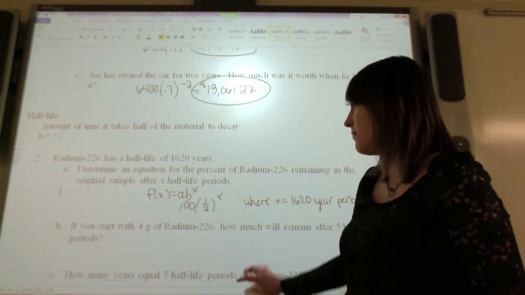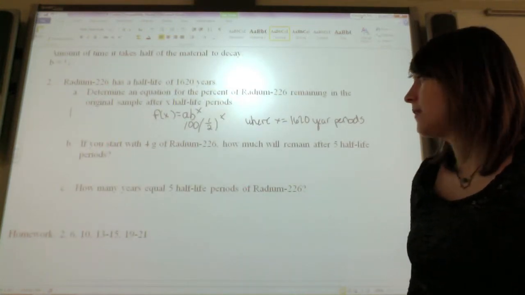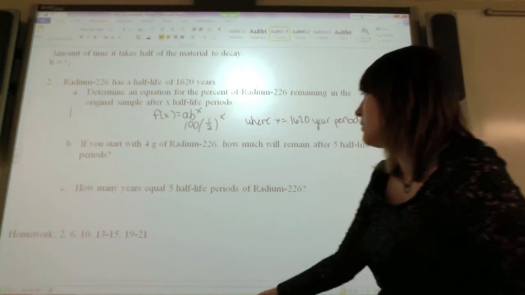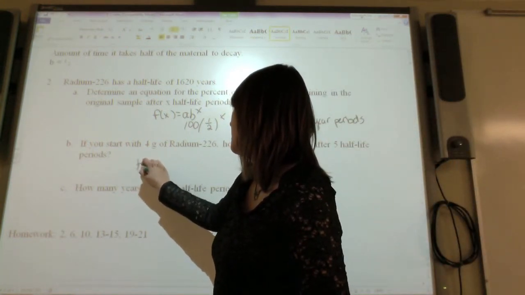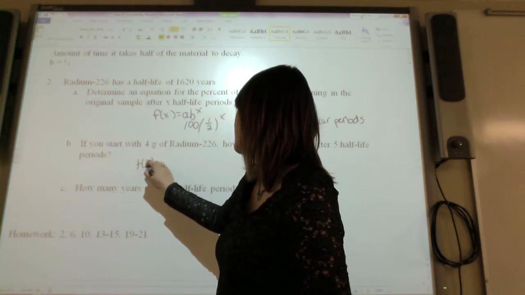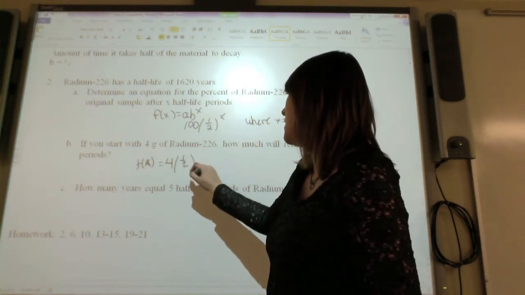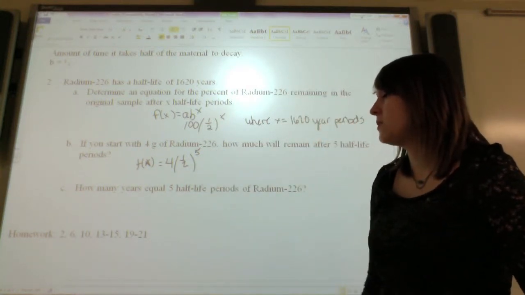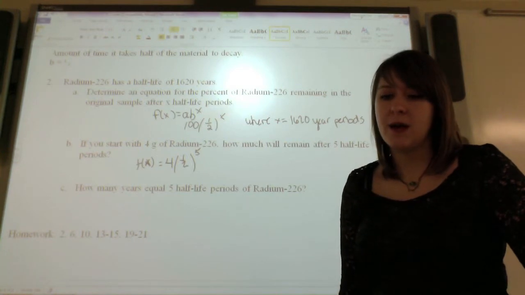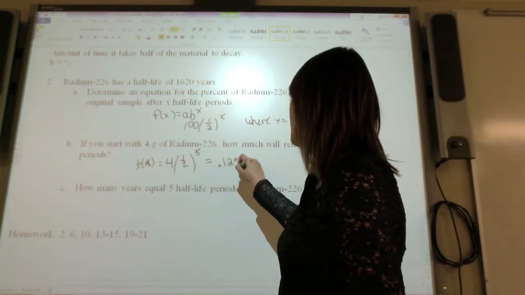Okay, if I start with 4 grams of radium-226, how much will remain after 5 half-life periods? Well, I can say this is going to be 4 times 1/2 to the 5th. Okay, so after 5 half-life periods, if I plug that into my calculator, I get 0.125 grams.